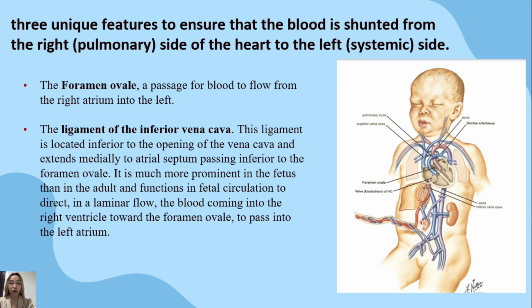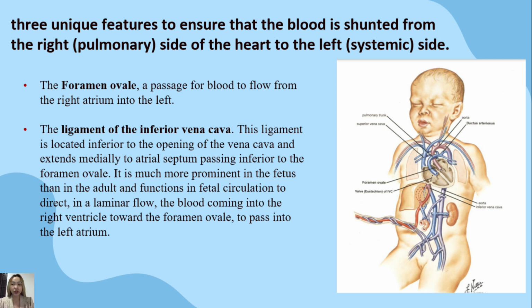The first is an oval hole in the interatrial septum. This hole is called the foramen ovale. The foramen ovale is not really a hole but rather a valve covered by 2 flaps that prevent the regurgitation of blood. It is a passage for blood to flow from the right atrium into the left.